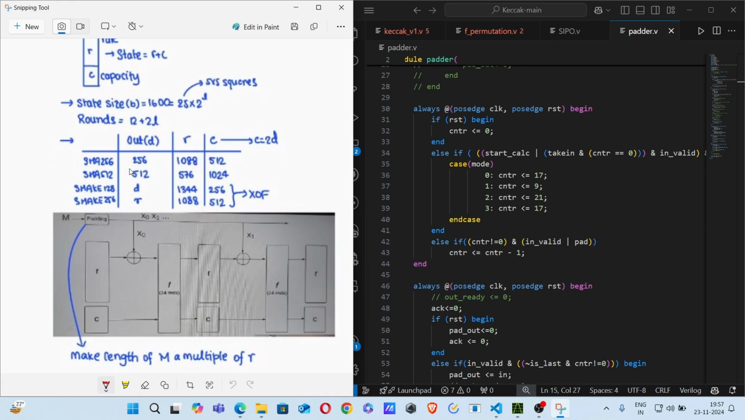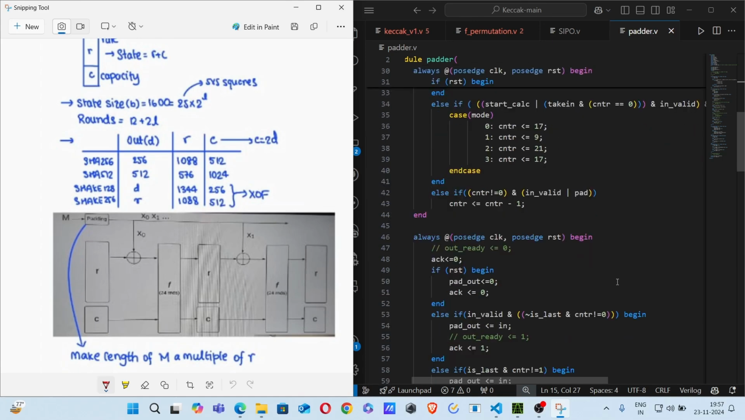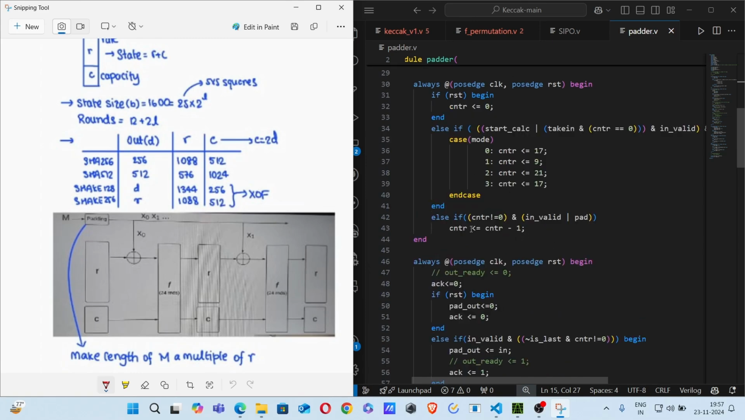So for SHA-256, R is 1088. And since inputs are coming in as 64 bits, we divide 1088 by 64, thus getting 17, which means we need 17 chunks of data from the input. Similarly, the other three have also been calculated. And this is the counter decrement logic. When counter is not equal to 0 and input is valid or pad, then counter goes on decrementing.